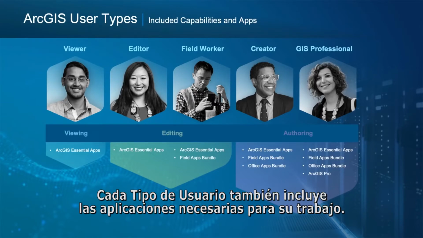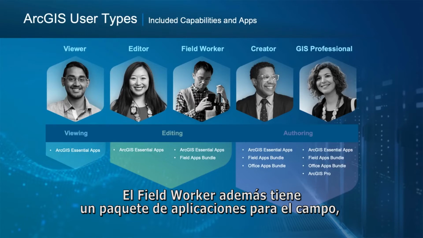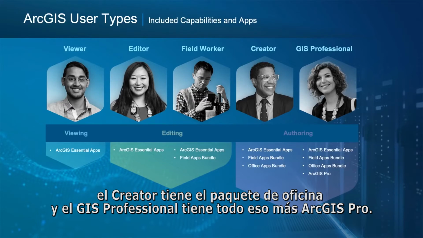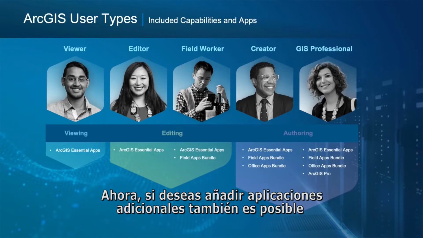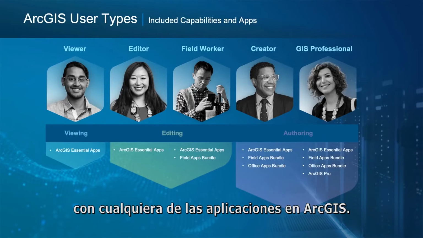Each user type also includes the apps needed for their work. As you can see in the diagram, everyone gets a set of essential apps. The field worker also gets a bundle of field apps. A creator also gets the Office bundle, and the GIS professional gets all that plus ArcGIS Pro. Now, should you wish to add additional apps, that's also flexible, and you can match these to your organization's capabilities with any of the apps in ArcGIS.